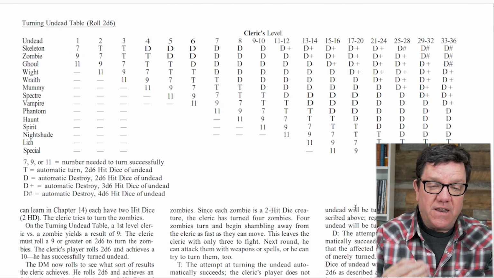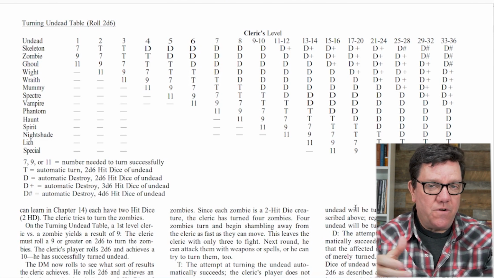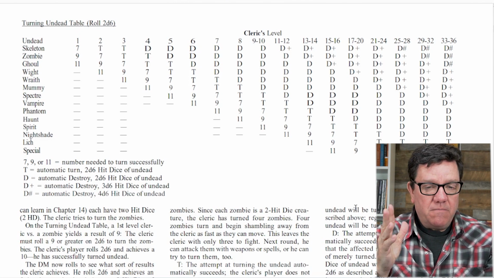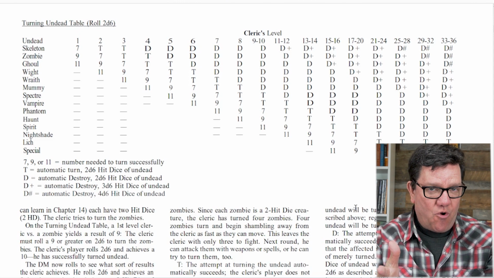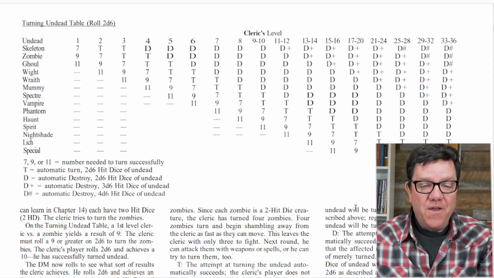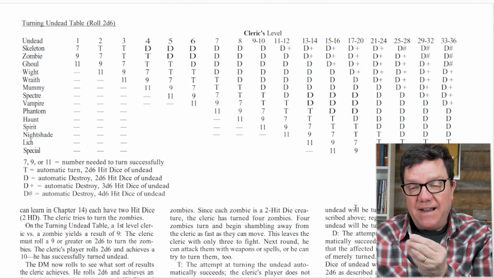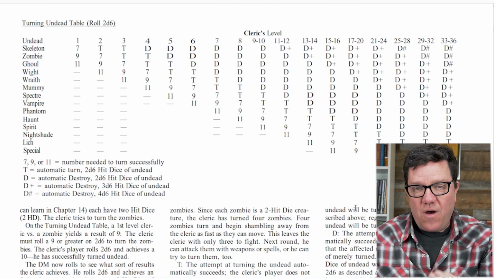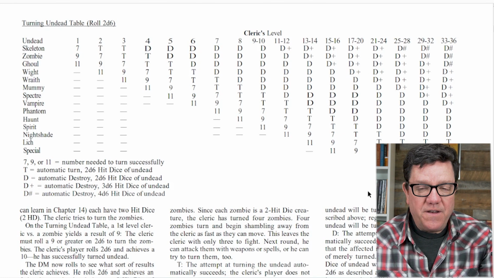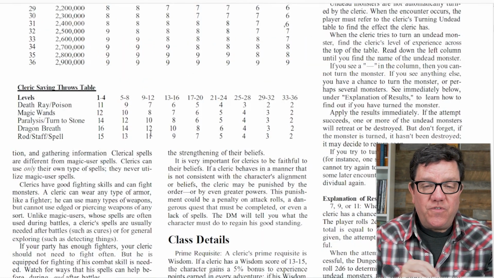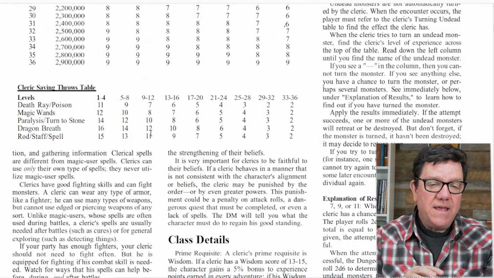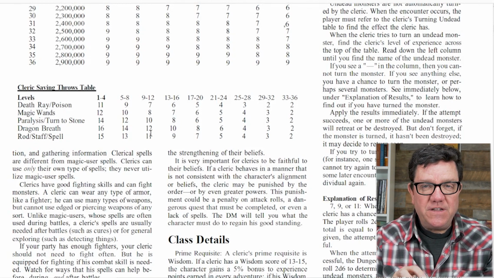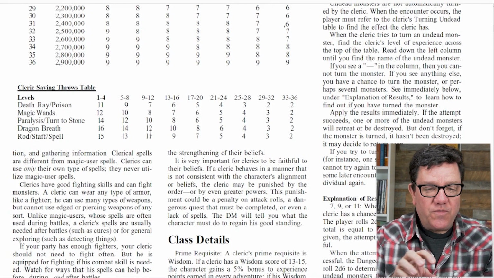As you go up, you start to get a T, which means it's an automatic turn. Just roll how many dice. D is automatic destroy. And then you get pluses and number signs, which means your hit dice go up to destroy undead. And you look at the saving throws. It's kind of a midpoint saving throw. Not as good as dwarves or halflings, but better than magic users, elves, and fighters.